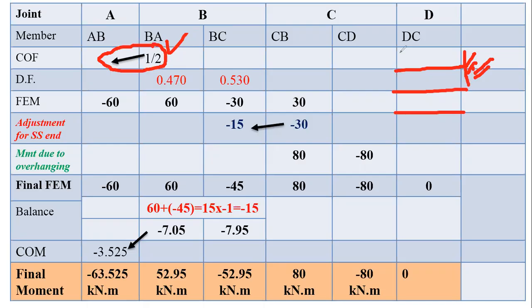Second condition, what is it? Far end is rigid. Far end is rigid joint. Very good. And third condition? Sir, intermediate support. Yes, if the support is intermediate support or the continuous support, then it will have the carryover factor.